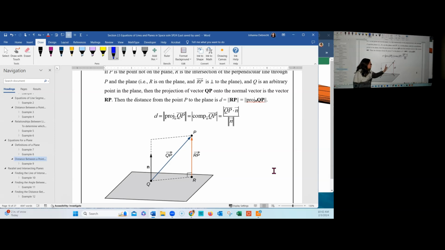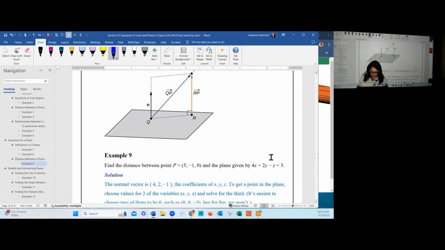So I can project QP onto the normal vector, and that would give me the perpendicular distance between the point and the plane. Now, the magnitude of that projection is also called the component of QP onto the normal vector, and we can compute that by taking the dot product of QP with the normal vector and finding its absolute value, because dot products are scalars, and then dividing by the magnitude of the normal vector. So this will give us what we need. This is the formula for finding the distance between a point and the plane.